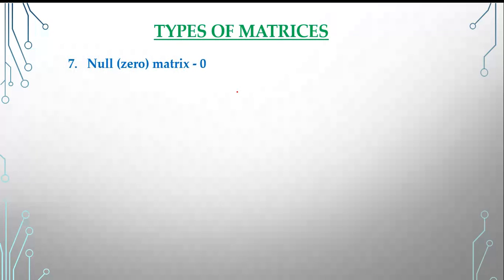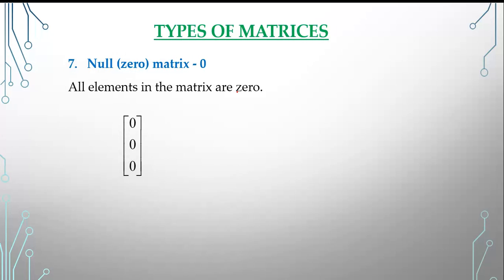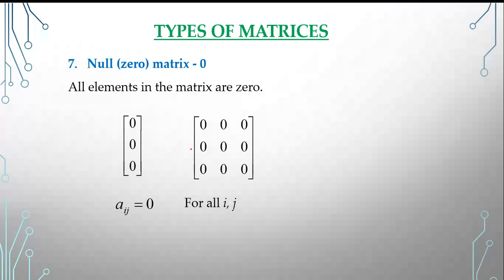Next is the null matrix, or you can say the zero matrix. So what is the zero matrix? If all elements of any matrix are 0, this is the null matrix, right? Suppose we have this. This is the zero matrix. All elements of this matrix are 0. So this is called the null matrix. If we have suppose this, you can see that all elements of this matrix are 0. So this is the null matrix. Clear? For all ij, aij equal to 0.